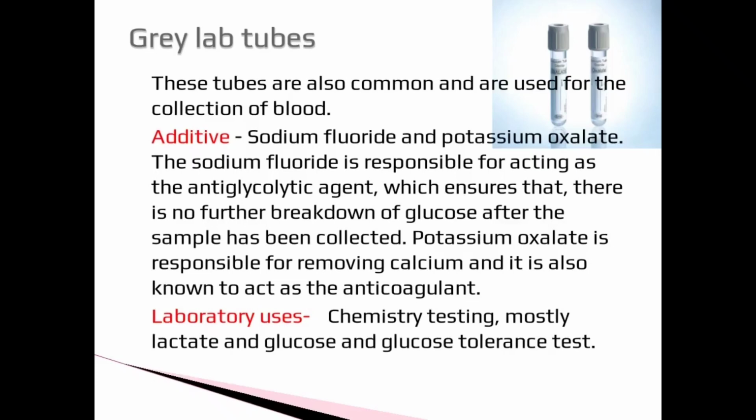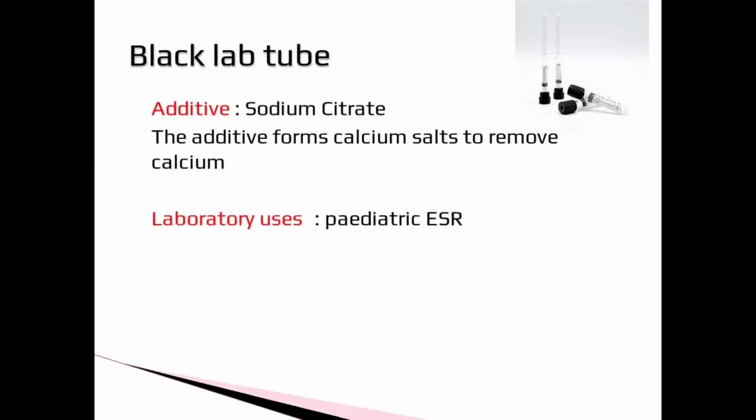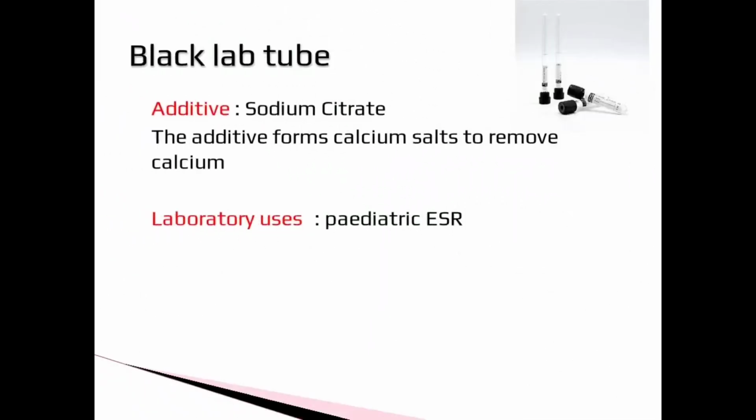Grey test tubes also are very common and are used for the collection of blood. Black tubes are used for pediatric ESR. Commonly used additive includes sodium citrate. This additive forms calcium salts in order to remove calcium from the blood sample. These are the various types of commonly used test tubes used for various diagnostic tests.